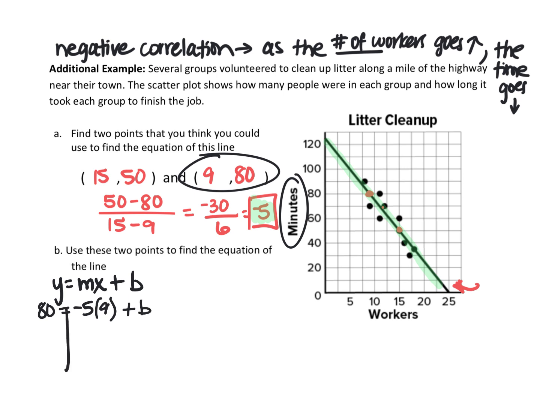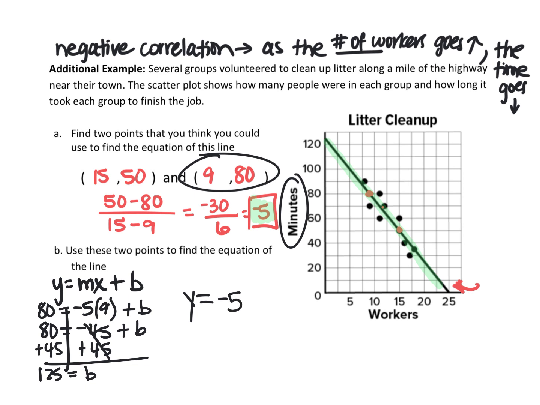Now I'm going to solve it. So I have 80 equals negative 45 plus b. If I want to get b by itself, I'll add 45 to both sides. And I end up with 125 equals b. So my equation for the line of best fit is y equals negative 5x plus 125.